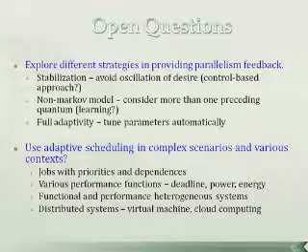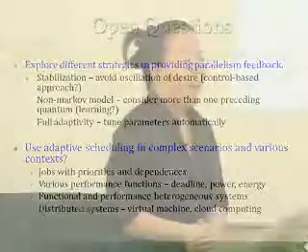Finally, but not least importantly, are open questions. I think there are a lot of interesting open questions along this line. One interesting area is to explore different strategies in providing parallelism feedback. For example, stabilization of desire. A-Greedy has a desire that oscillates even when the true parallelism is fixed. It would be desirable to have something whose desire could also stabilize when the parallelism doesn't change. A control-based approach might be able to help here.